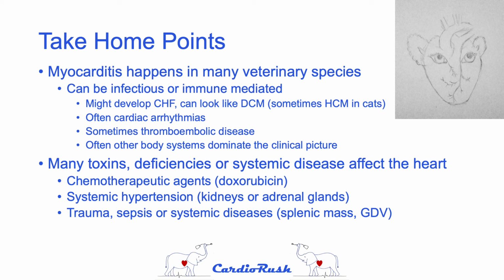Probably another main take-home point is there are a variety of toxins, deficiency, or systemic diseases that affect the heart. And that a few to keep in mind might be chemotherapeutic agents, including Doxorubicin, systemic hypertension as a result of kidney disease or adrenal gland disease, and trauma, sepsis, or systemic diseases like splenic mass or gastric dilatation and volvulus, especially are likely to cause cardiac arrhythmias.